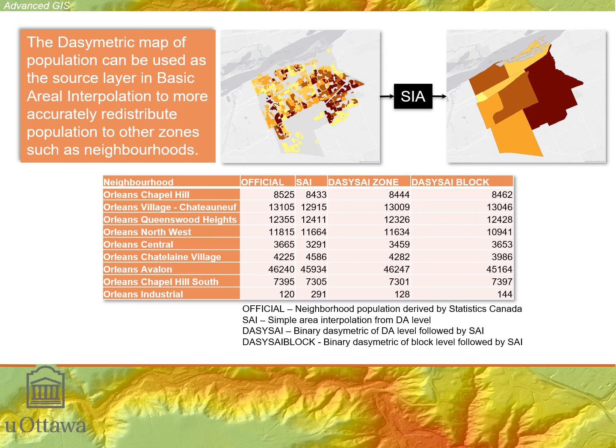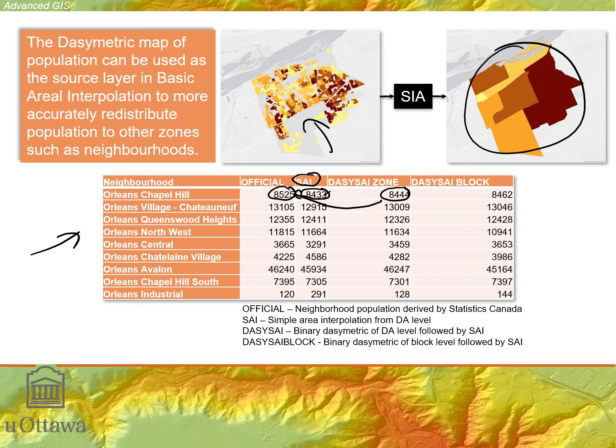And this table just shows what that looks like. So here are the official numbers for these neighborhoods. And these are the neighborhoods right here. So the first one, for example, 8525. With just basic area interpolation, we get 8433. And with using this map here, the Dasymetric map to reallocate, we get 8444. So that's closer to 8525 than is the basic area interpolation from DAs alone.